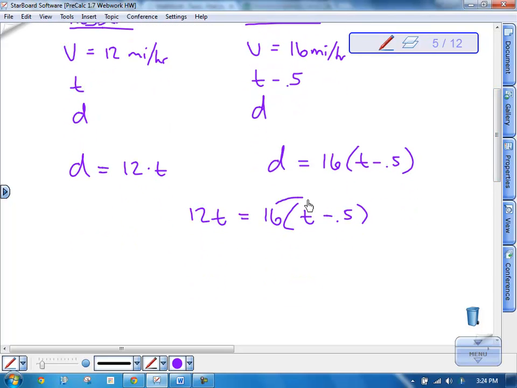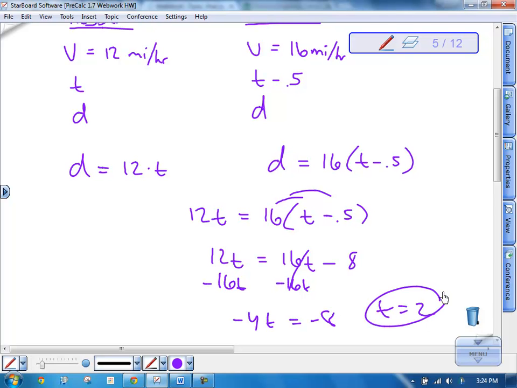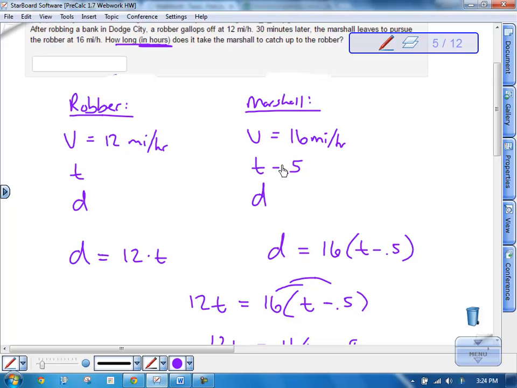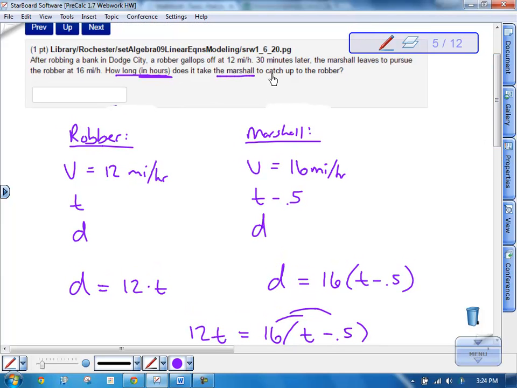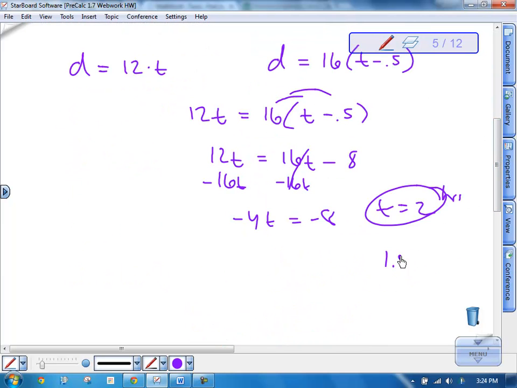And we can solve by distributing. So we get 12t equals 16t minus 8. Subtract 16t from both sides, and you get negative 4t equals negative 8, which is obviously t equals 2 hours. Now, that's how much time goes by for the robber, right? But here, the marshal doesn't leave until half an hour later, so it's 2 minus 0.5, which is 1.5. And that's what they wanted. How long did it take the marshal? In this case, it's 1.5 hours for my problem.